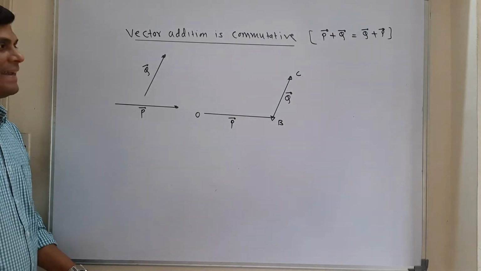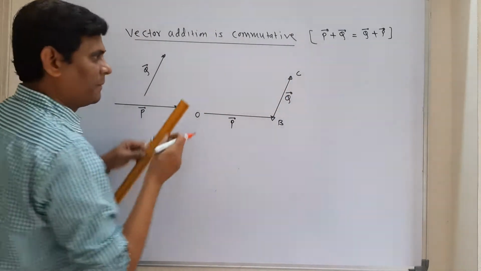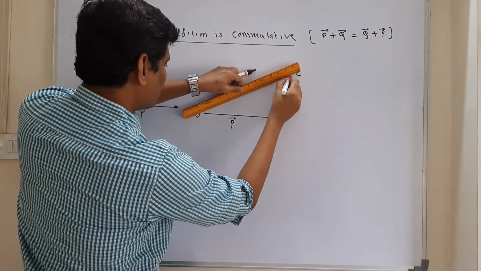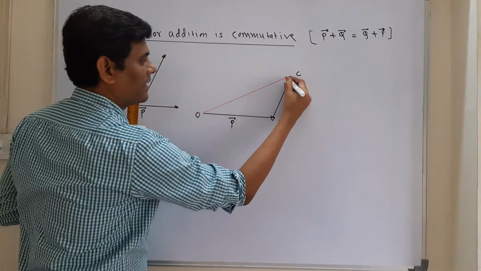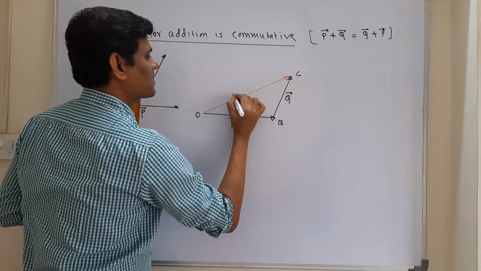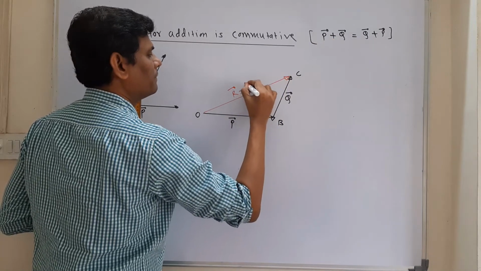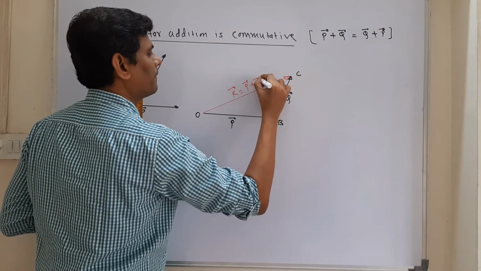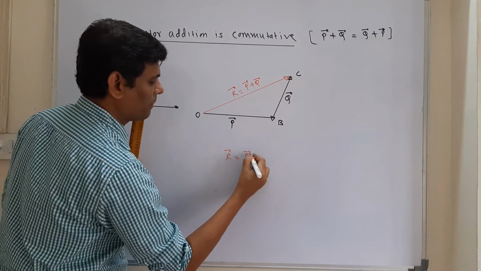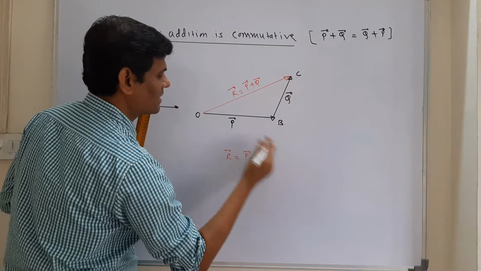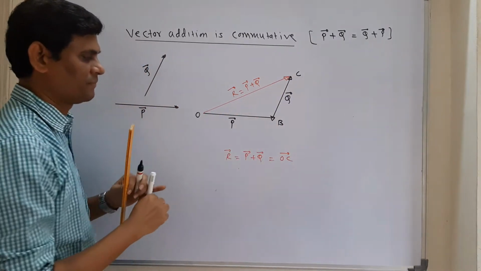Then by the triangle law, the resultant is represented by the third side. Arrow is here. This is my resultant, that is P plus Q. So resultant R equals P plus Q is given by vector OC.